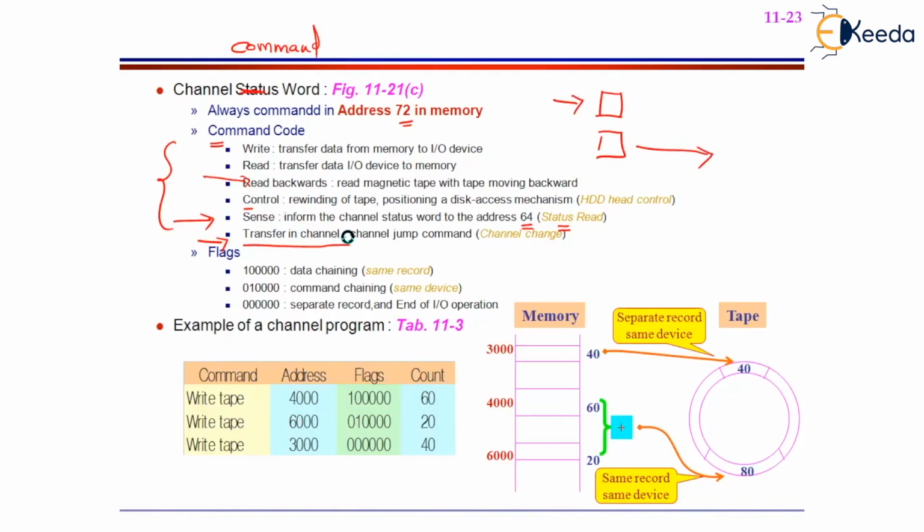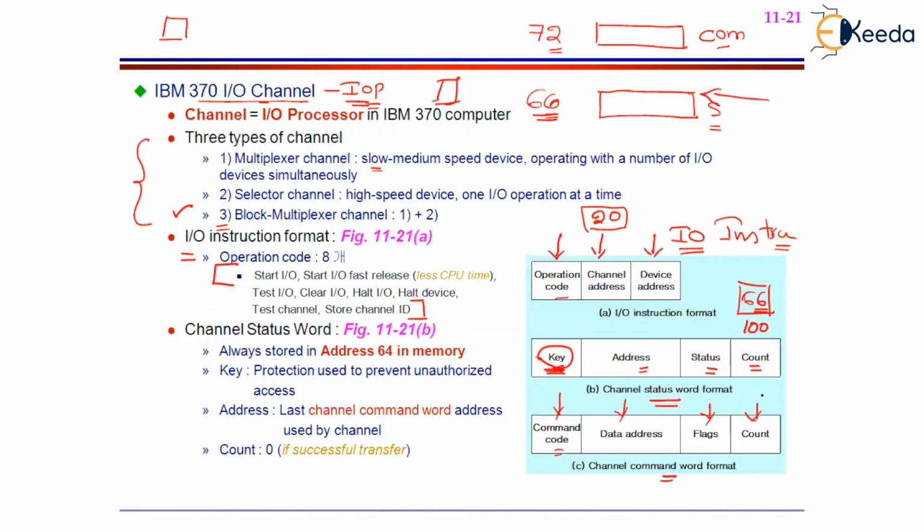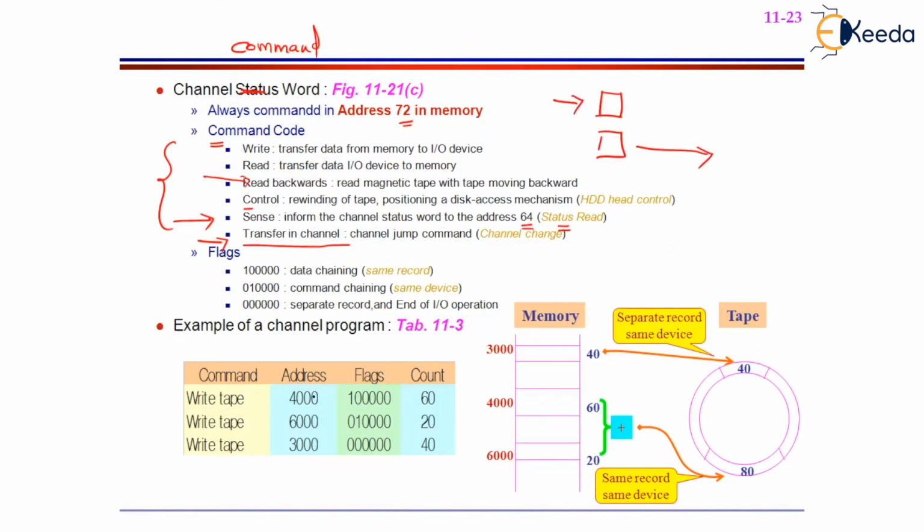Okay, there is something called flags. What are these flags? We'll understand these flags. Let us now see an example of a channel program. How is an IO transfer going to get initiated? Let us see.